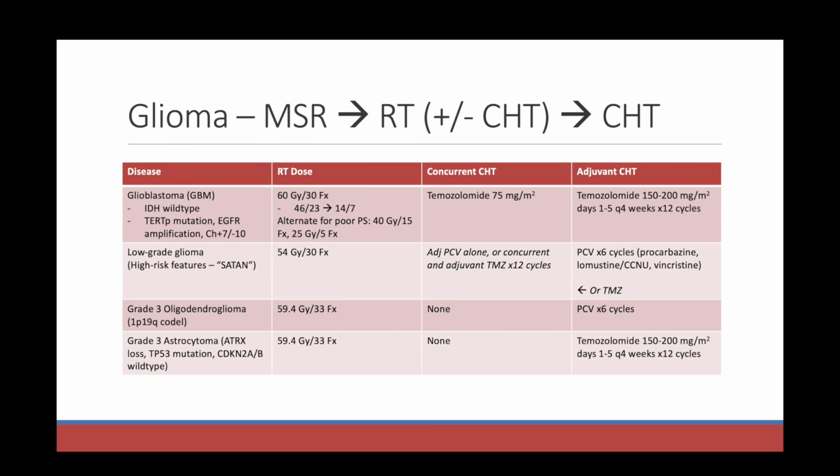The radiation doses are easy because if it's high grade, so grade 3 or a grade 4 GBM, they're going to get 60 gray. That can be given at 1.8 or 2 gray per fraction. And then low-grade gliomas get just a slightly lower dose of 54 gray in 30 fractions.